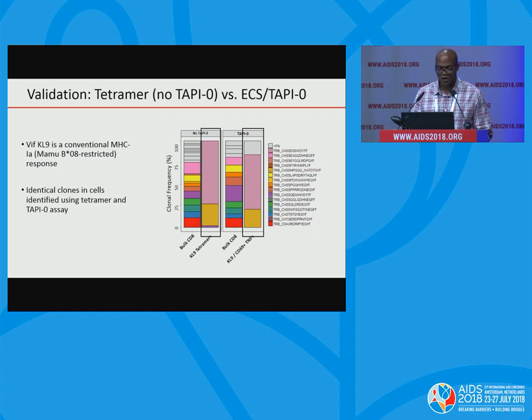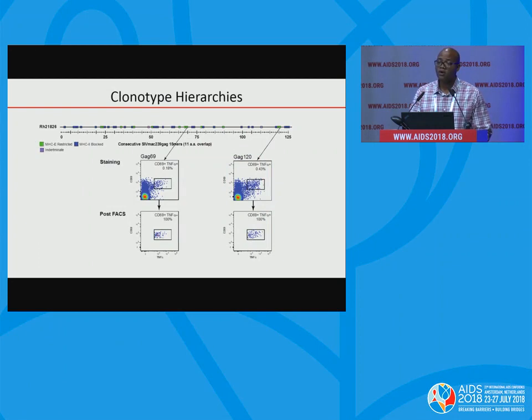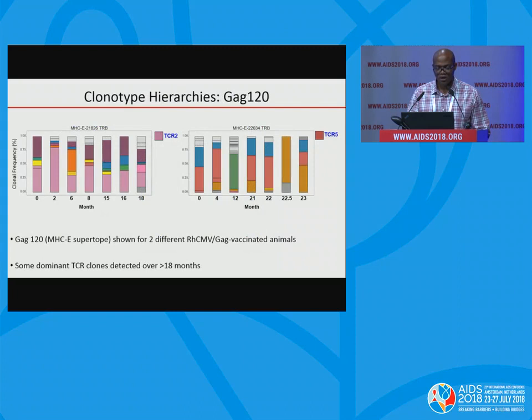frequency. With the system validated, we went back to our 68-1 vaccinated animals, and we looked specifically at our supertope responses. As we know, every single animal will make them. So here we're looking at clonotype hierarchies for GAG120 for two vaccinated animals. And the one thing I want you to take away is GAG120 response seems to be dominated by only a couple different clones at any given time point.